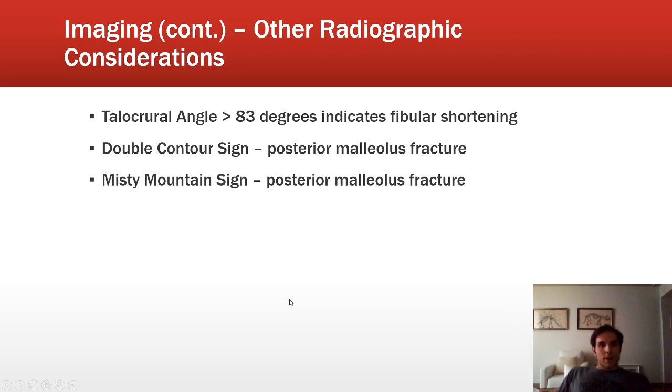that. Some other radiographic considerations and helpful measurements are your talocrural angle. Greater than 83 degrees indicates fibular shortening. That's important because whenever you're either reducing or definitively fixing the fibula, you want to reestablish length, rotation, and alignment. So shortening is concerning for inadequate reduction. So let's look at what this actually is and how to measure it.